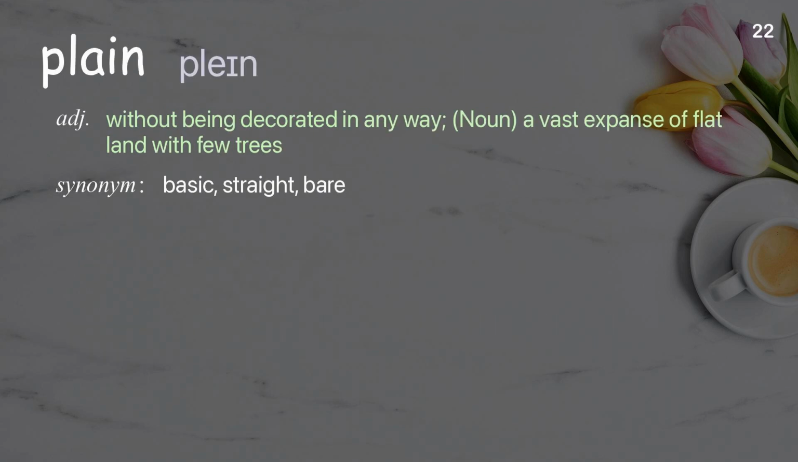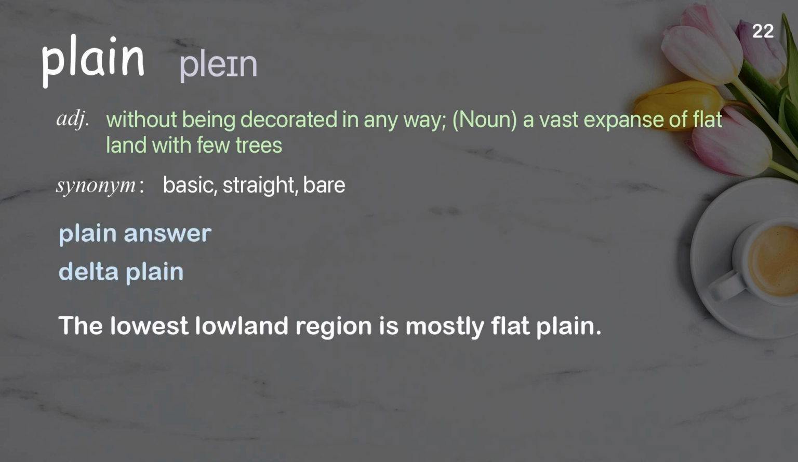Plain: without being decorated in any way. Noun, a vast expanse of flat land with few trees. Examples: plain answer, delta plain. The lowest lowland region is mostly flat plain.